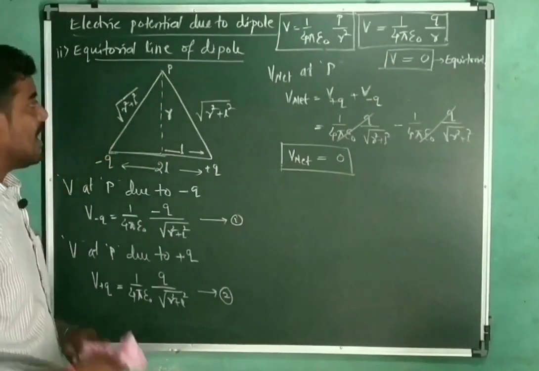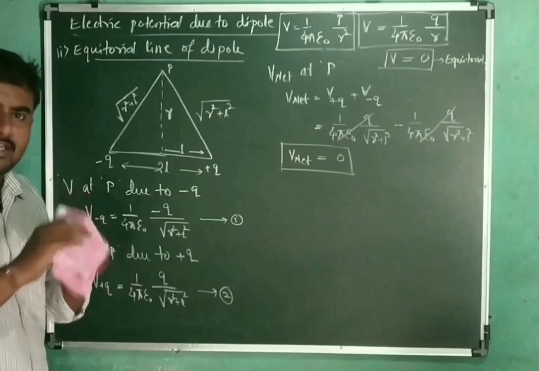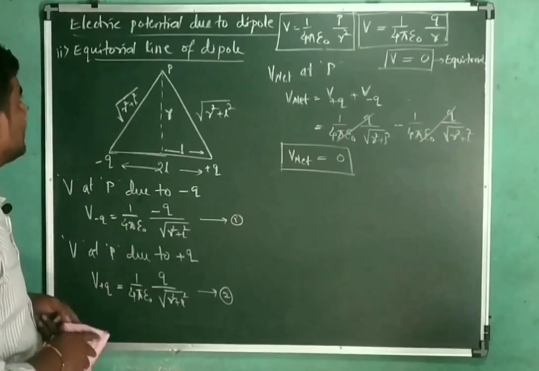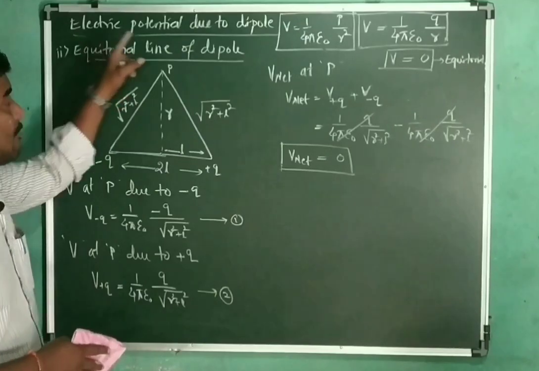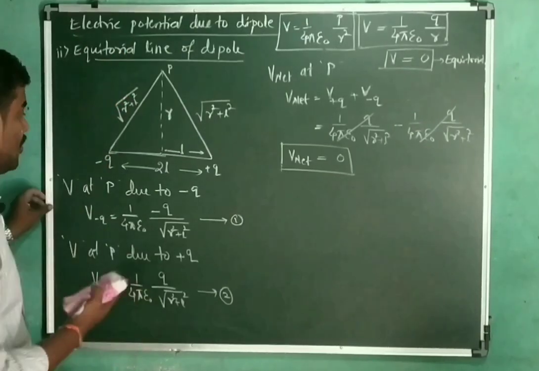And now we shall consider one general case. Not on axial line, not on equatorial line, it is a general case. We shall calculate electric potential due to dipole at a general point.